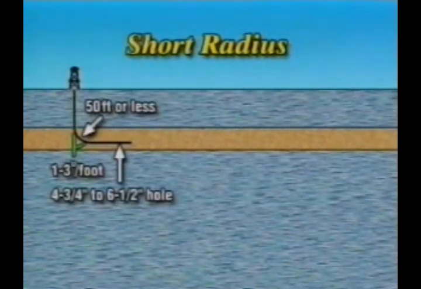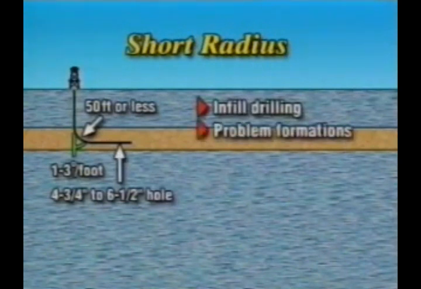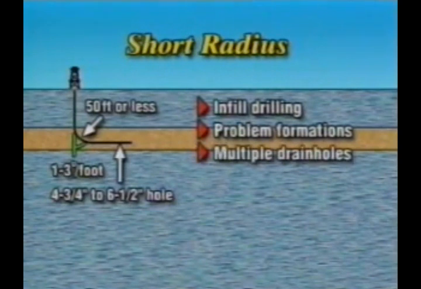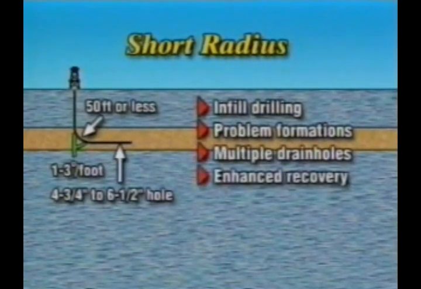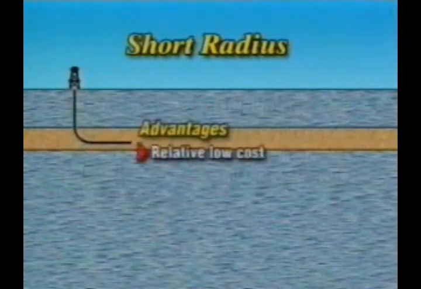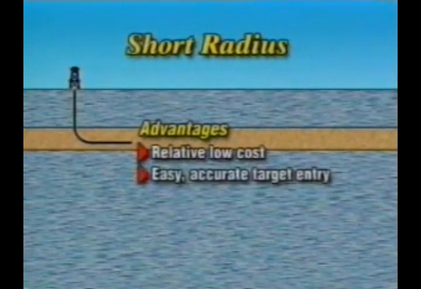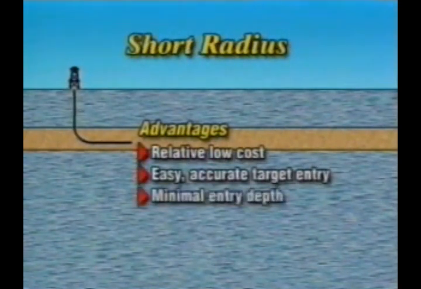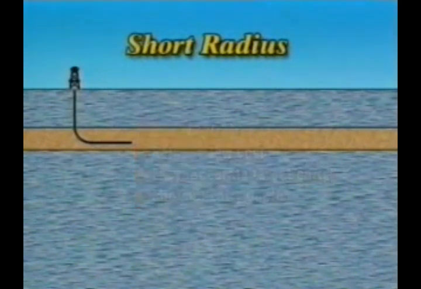Short radius applications include infill drilling in depleted reservoirs, drilling shaly intervals or other trouble-prone formations, and drilling multiple drain holes from one vertical wellbore. They are also proving useful for enhanced oil recovery. Short radius wells are relatively inexpensive. They provide easy, precise entries to the horizontal sections and can reach lateral displacement at a minimum measured depth. This makes them particularly appropriate and sometimes necessary for shallow reservoirs.